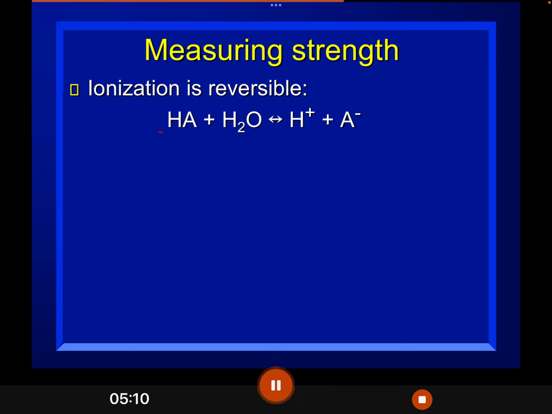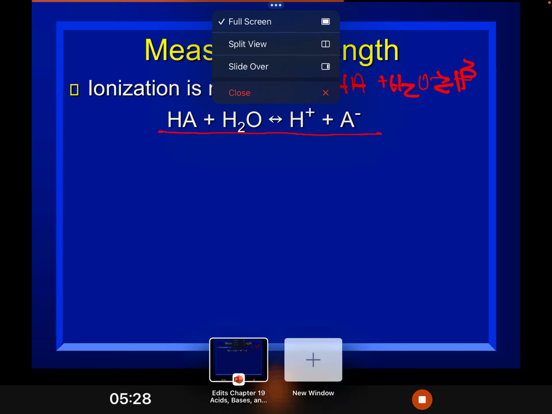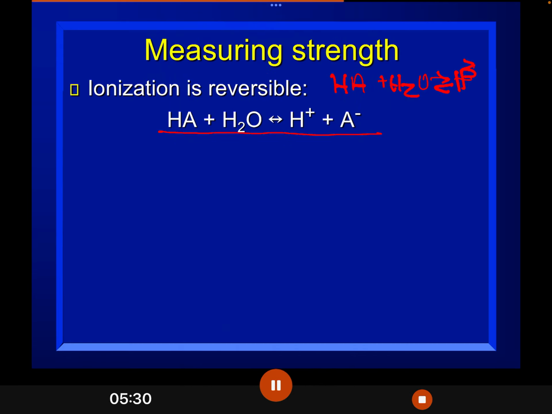Ionization can be reversible, and I don't love this equation because you'll notice there's not an O on each side, so I could make this look a little bit better by doing H3O. Whoops. Oh no, where's my eraser? I don't know where my eraser is, so I gotta start over.